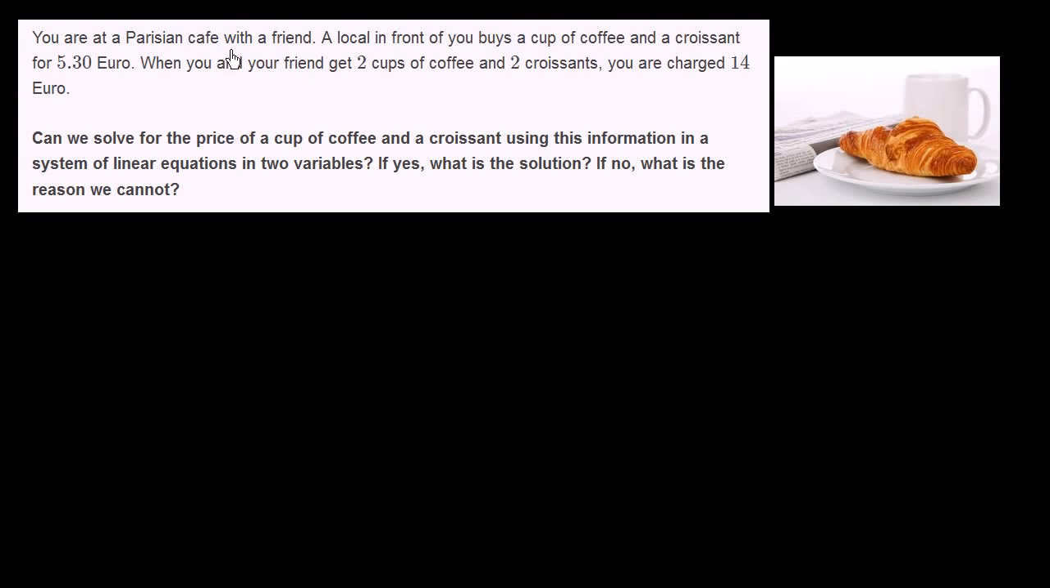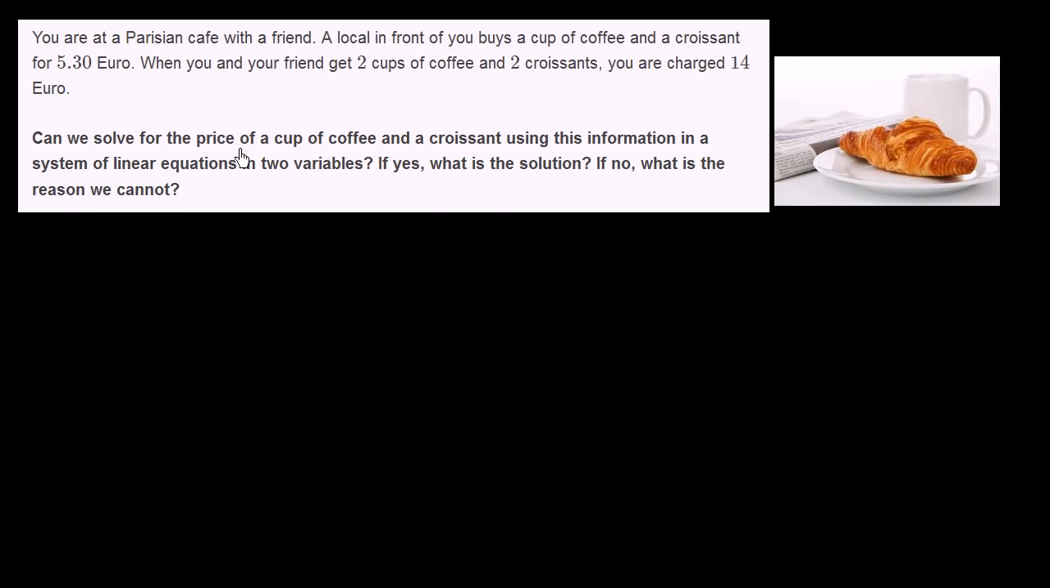You are at a Parisian cafe with a friend. A local in front of you buys a cup of coffee and a croissant for 5.30 euro. When you and your friend get 2 cups of coffee and 2 croissants, you are charged 14 euro. Can we solve for the price of a cup of coffee and croissant using the information in a system of linear equations in 2 variables? If yes, what is the solution? If no, what is the reason we cannot?